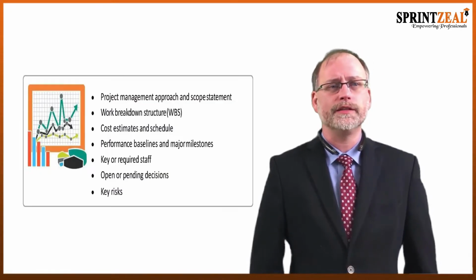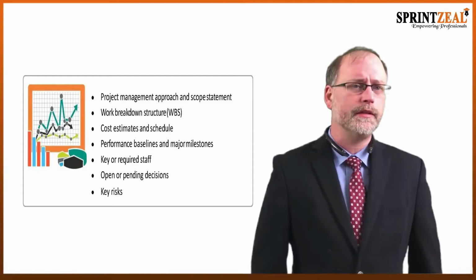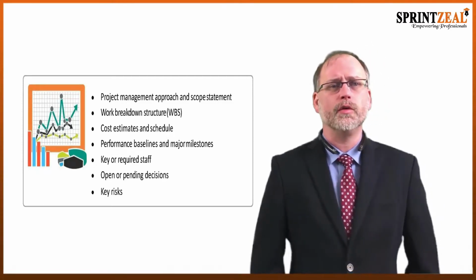Now, some of the major sections of a project charter would be as follows: the project management approach and scope statement, any work breakdown structure, or what we call WBS, any cost estimates and schedules, performance baselines and major milestones of the project, any key or required staff that is needed, as well as open or pending decisions, and then finally, any key risks that could be encountered during the project.